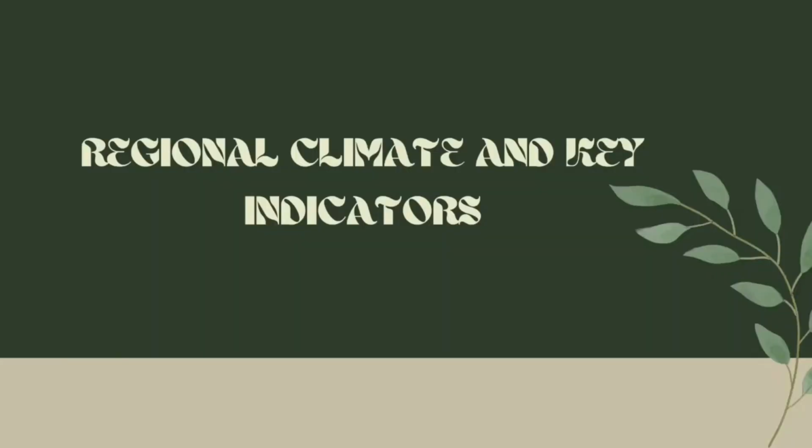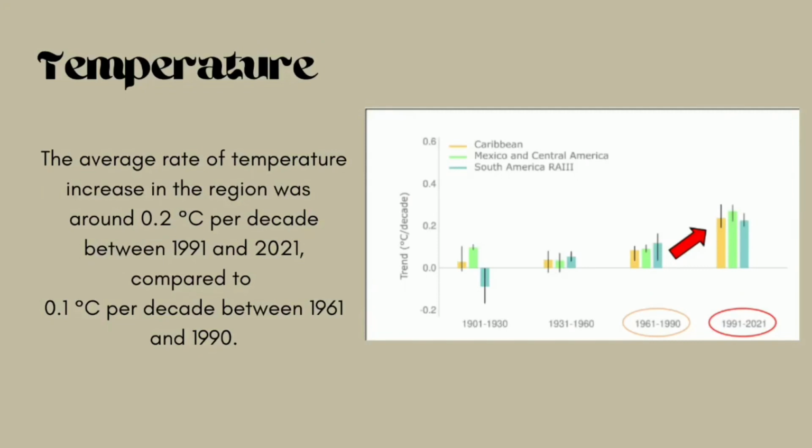So we discussed regional climate and key indicators. First one is temperature. The average rate of temperature increase in the region was 0.2 degrees Celsius per decade between 1991 and 2021 compared to 0.1 degrees Celsius per decade between 1961 and 1990. So makita nato diri sa graph ang ilahang pagtaas sa temperature per decade.